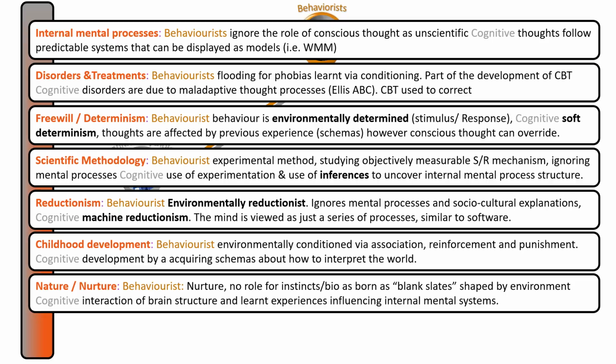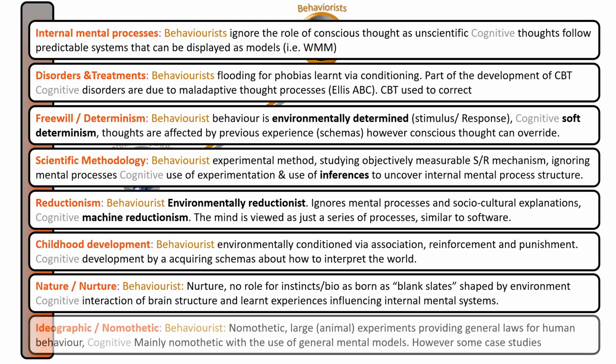When it comes to the idiographic and nomothetic argument, the behaviourists are down the nomothetic line. They use large, mostly animal experiments to provide some general laws of behaviour, and then they go on to apply this to human behaviour. Now, cognitive psychologists are mainly nomothetic. They'll mainly use large experiments to test their mental models. However, they'll also use case studies, so perhaps people with interesting brain damage, and make inferences based on that brain damage about the structure of mental processes.